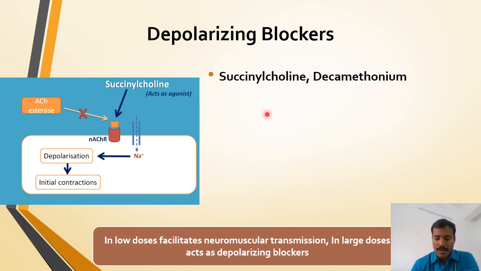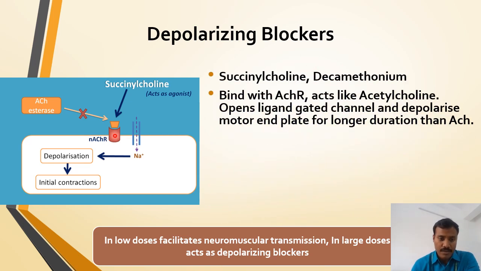Actually, succinylcholine and decamethonium, when they bind with the receptor, act like acetylcholine. They bind with the acetylcholine receptor, open the ligand-gated channels, and depolarize the motor end plate for a longer duration than acetylcholine. That means these drugs cannot be destroyed by the acetylcholinesterase enzyme.